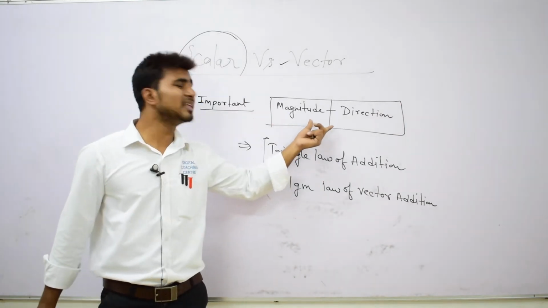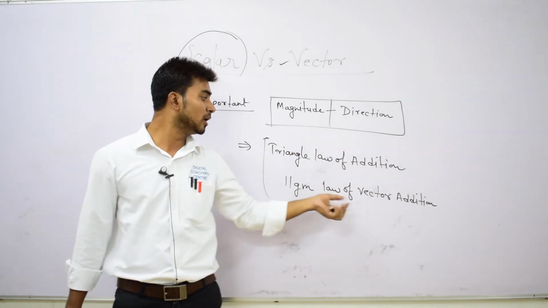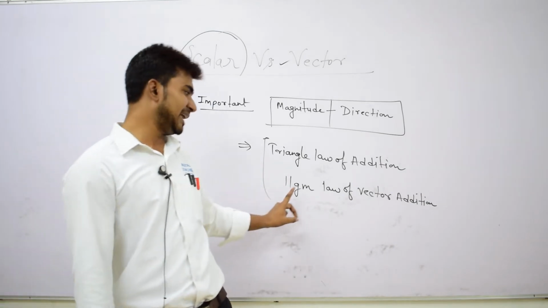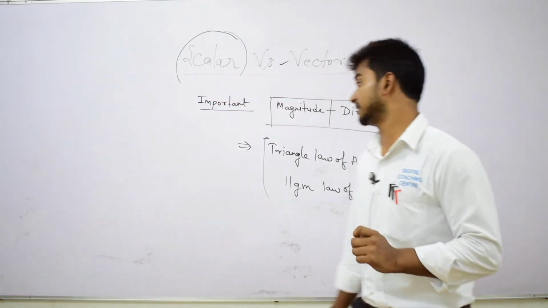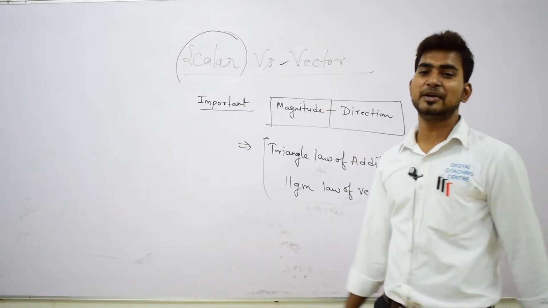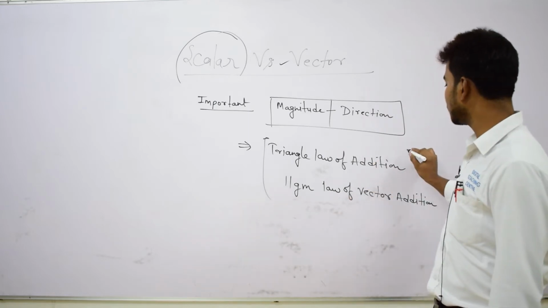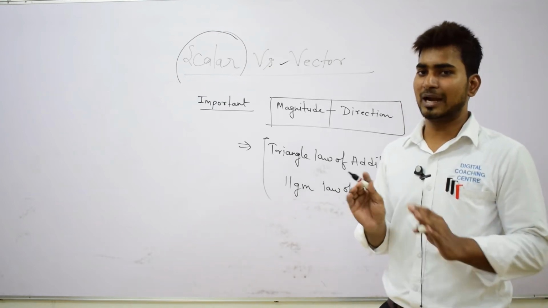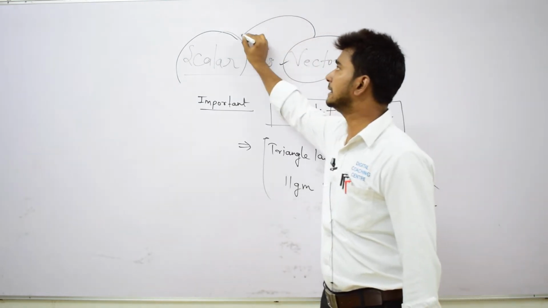This is the simplest criterion for a vector: the quantity must have magnitude as well as direction, but if the quantity is a vector, it must follow the triangle law of addition as well as the parallelogram law of vector addition. One important thing you have to understand: if a physical quantity has a magnitude and direction, but does not follow the triangle law of addition or the parallelogram law of vector addition, then that physical quantity cannot be treated as a vector quantity and will be scalar only.